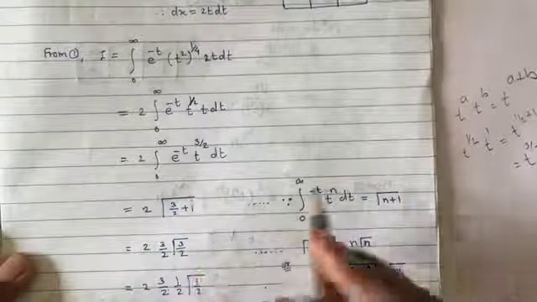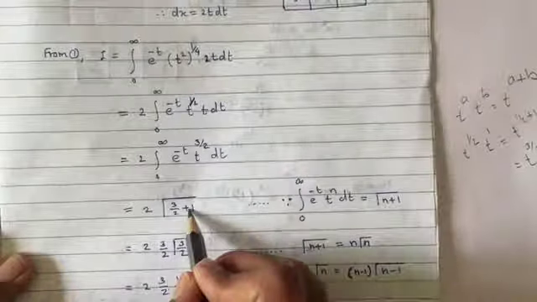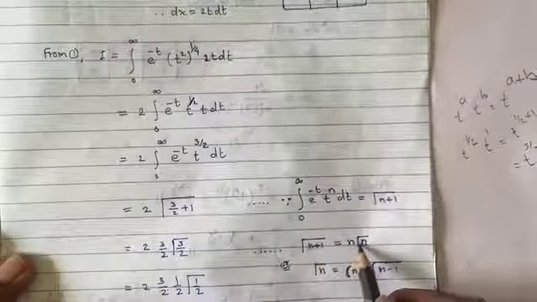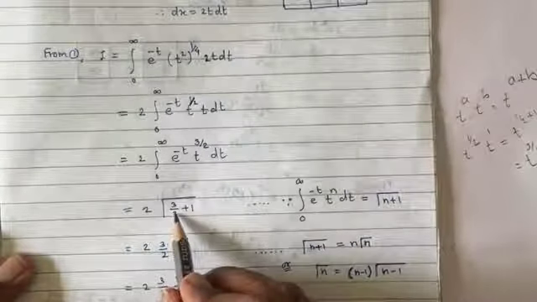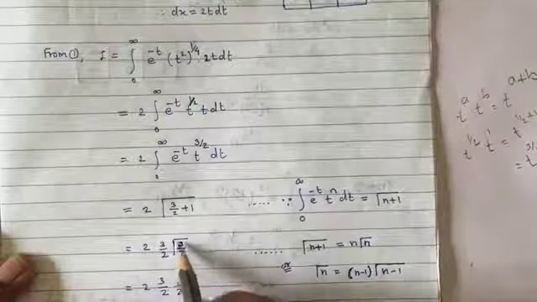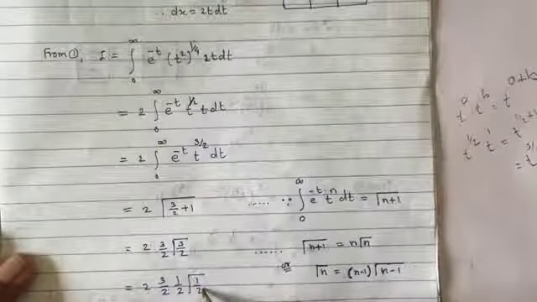Now first write gamma of n plus 1, that is 3/2 plus 1. Use the result gamma of n plus 1 is equal to n into gamma of n. Here 3/2 plus 1 gives 3/2 into gamma of 3/2, and again subtracting 1, 3/2 minus 1 gives 1/2, so gamma of 1/2.